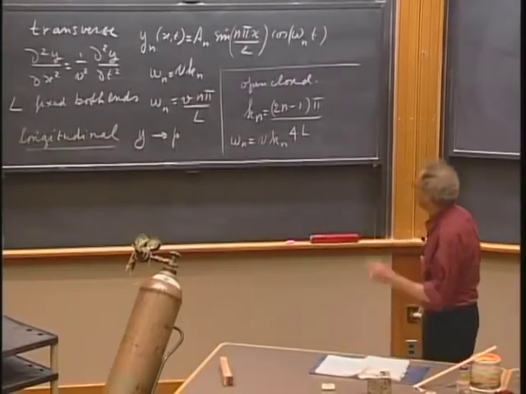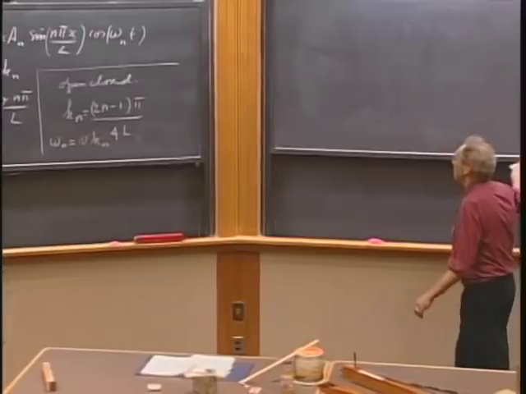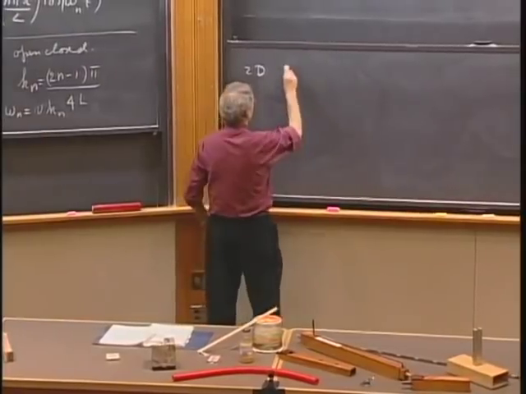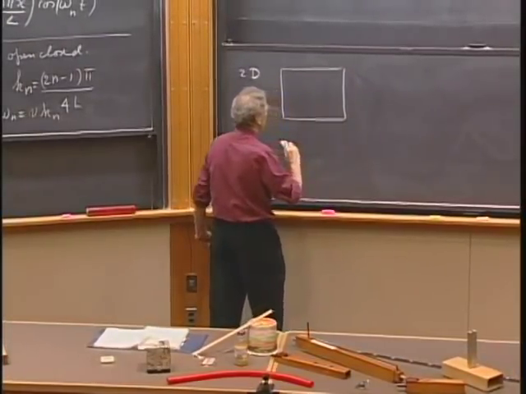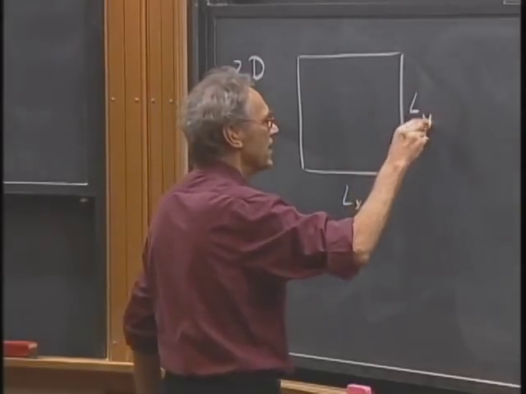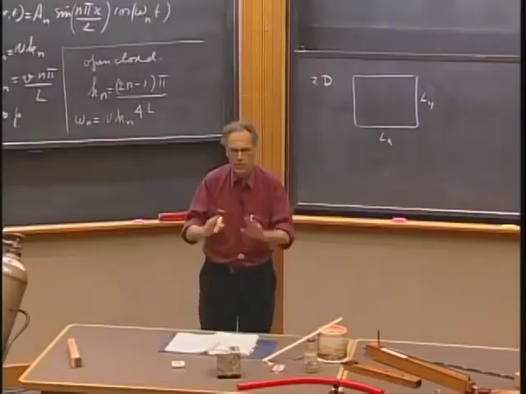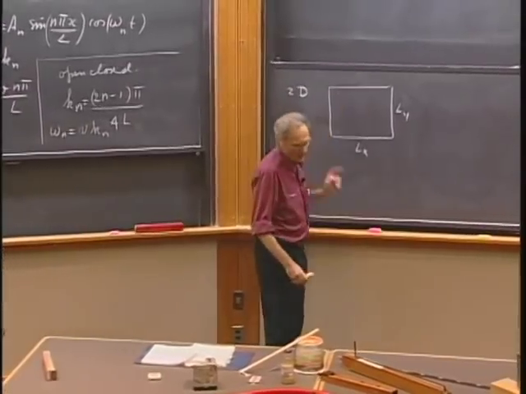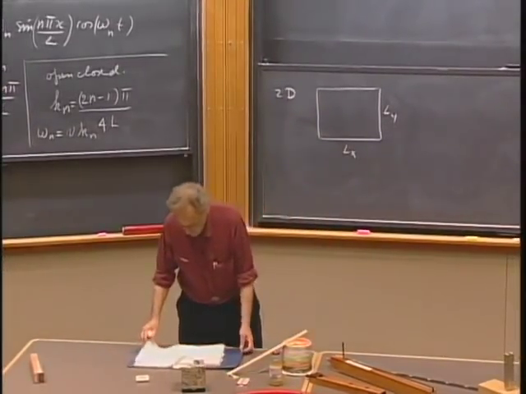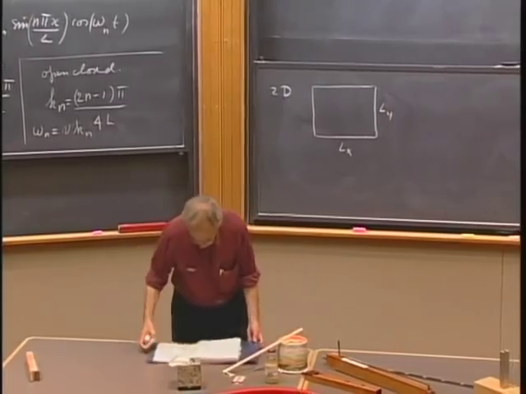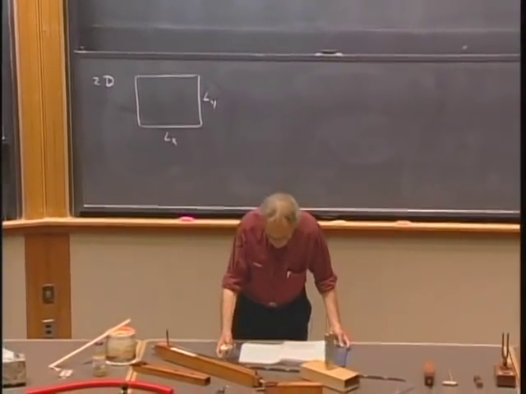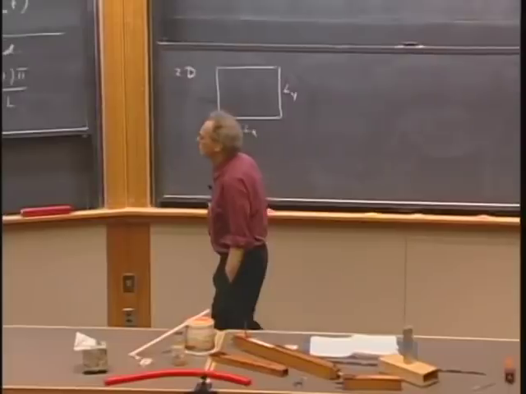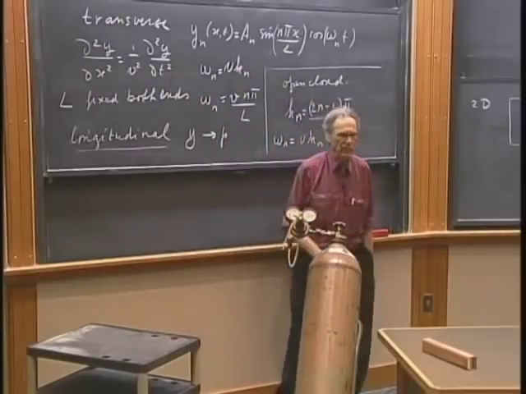And now I want to make the step from one-dimensional to two-dimensional. If we go two-dimensional, which is easy to do, and we can even demonstrate that, this has length Lx, and this has length Ly. Could be a frame with a soap film, a membrane which can oscillate. And we will assume that the membrane is attached everywhere to the frame. So that is the boundary condition. It's everywhere attached. And so we want to know now what the normal modes are for this system.